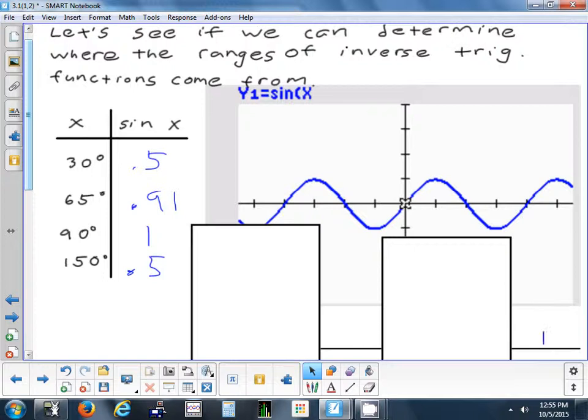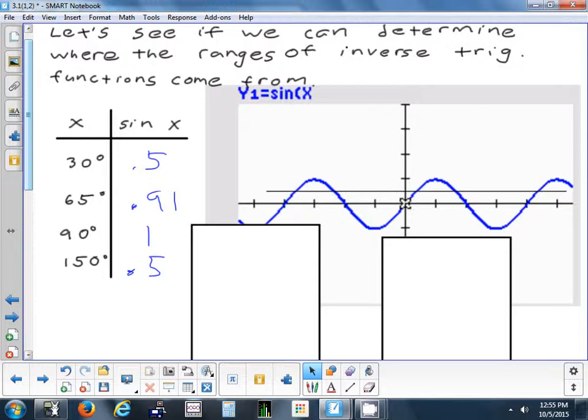In fact, if I put a line right at, see if I can do it. That's 1, that's 0. There's 0.5 right there. First time it hits it is at 30 degrees. The next time it hits it is going to be at 150. But it's not just going to hit it twice. I could keep going. It's going to keep hitting it forever in each direction.